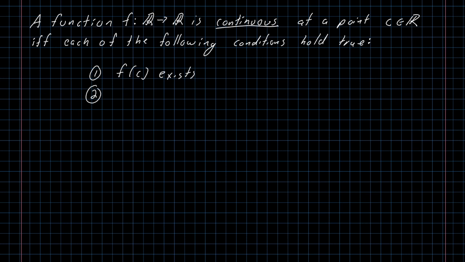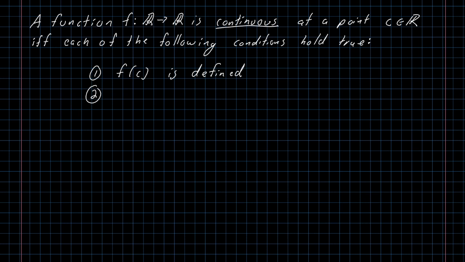A function f mapping from the real numbers to the real numbers, so a real valued function of one real variable, is called continuous at a point c in the real numbers, if and only if each of the following conditions holds true. The first condition tells us that f of c is defined. The function has to be defined at the point. It has to have a value.